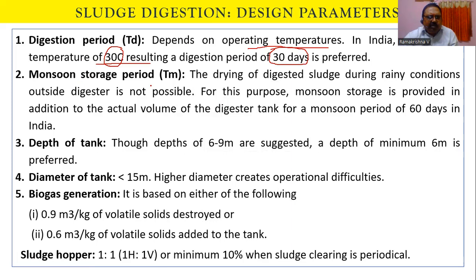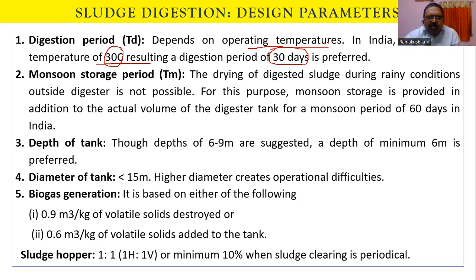And monsoon storage: once the sludge is digested and comes to the bottom, when you separate the digested sludge out, it should be dried. But during the monsoon period, we can't send the digested sludge out because it cannot be dried easily. So we have to provide extra volume for the digested sludge during the monsoon period so that it will be stored within the sludge digester. After the monsoon, it can be taken out as per the need and the design of the drying area provided for the digested sludge.